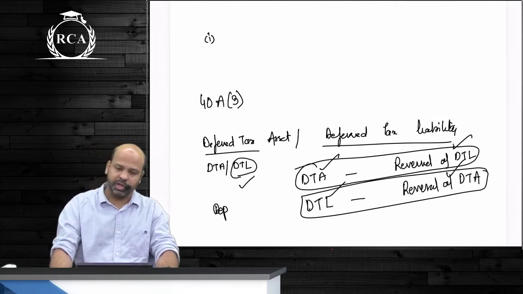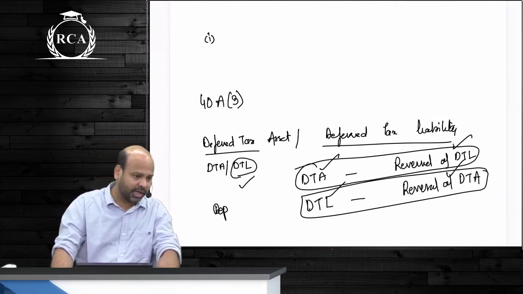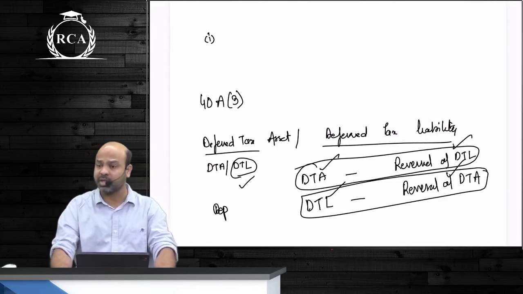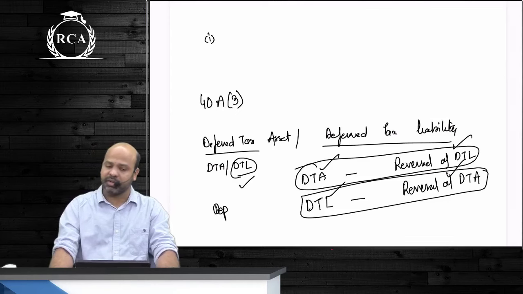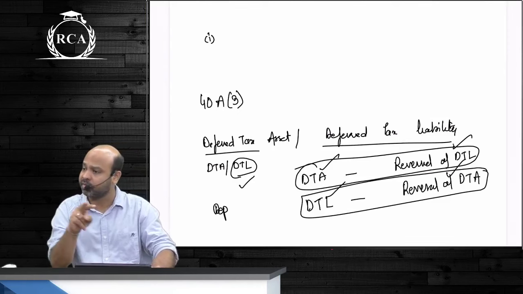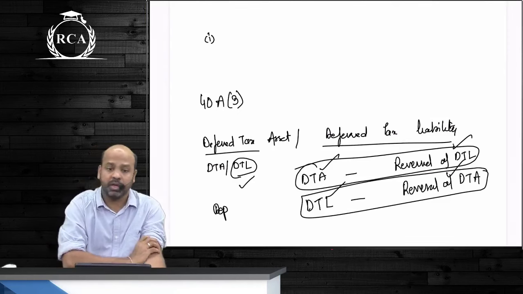Depreciation, provision for doubtful debts, section 43B adjustments, unamortized preliminary expenditure, all of these will be timing differences. Though they result in a difference between accounting income and taxable income in the current year, subsequently the difference is going to reverse.